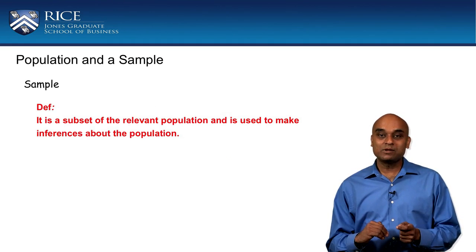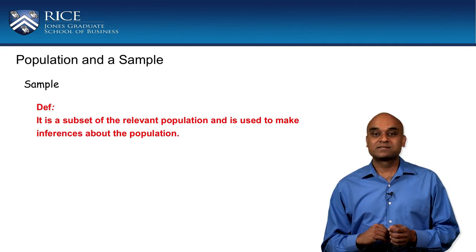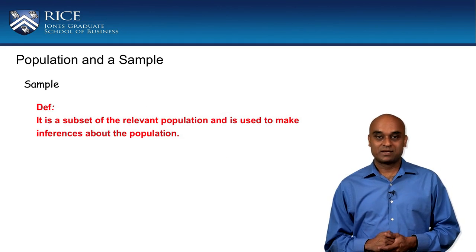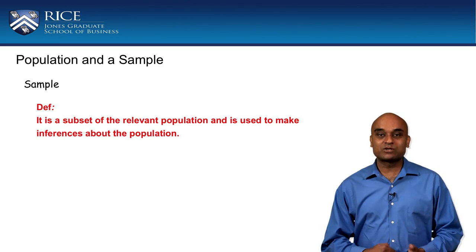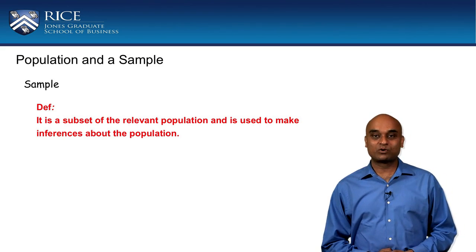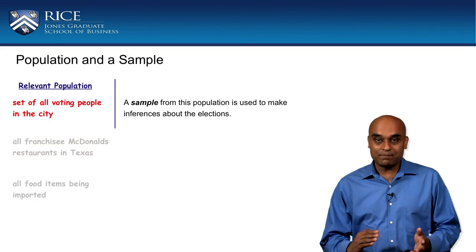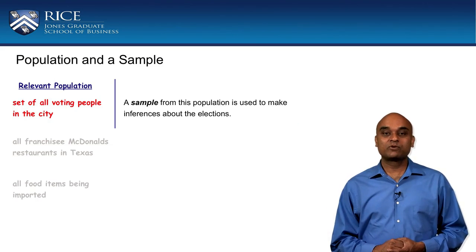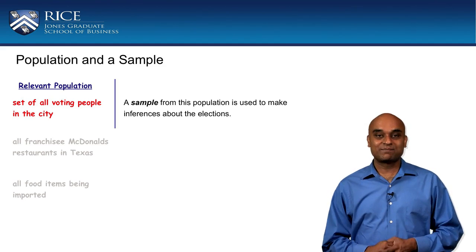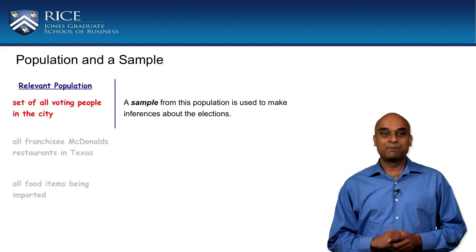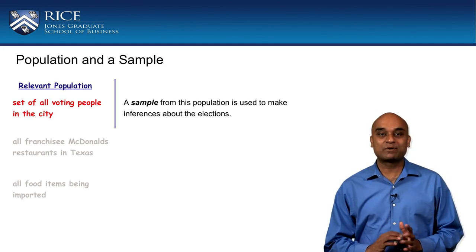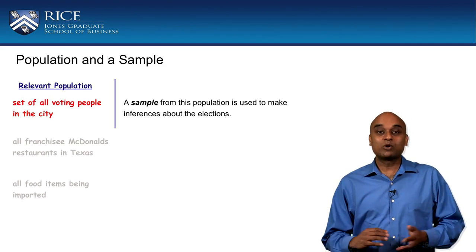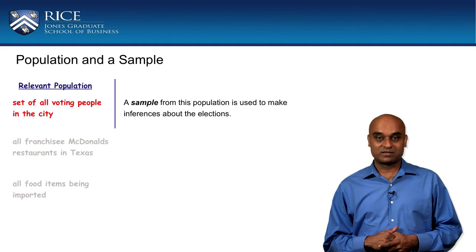A sample, on the other hand, is a subset of the relevant population, and it is a sample that you actually use to make inferences about the population. For example, the pollsters before elections make predictions about the outcome of elections based on interviewing a sample of voting population. They do not interview the entire voting population.